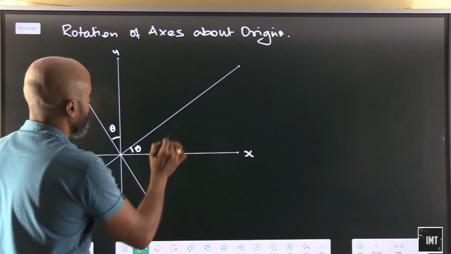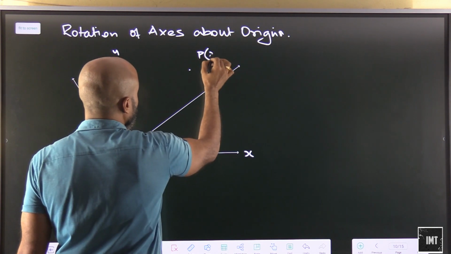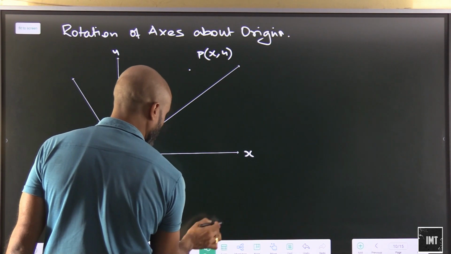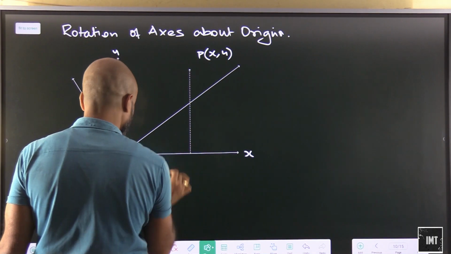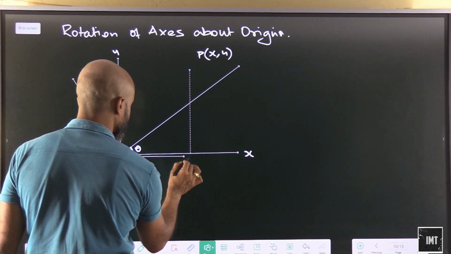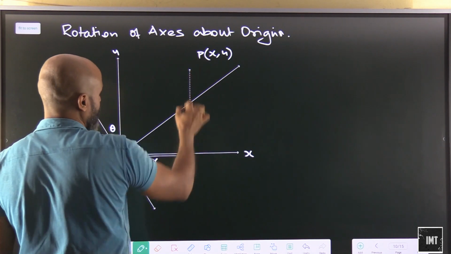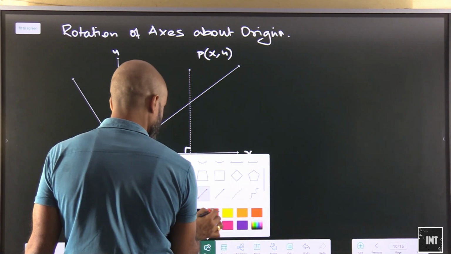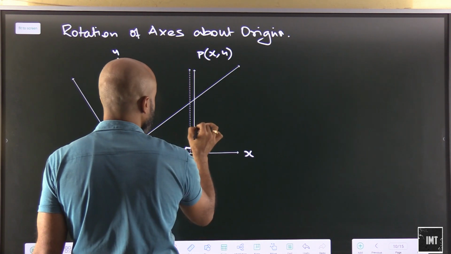Okay, so now let's say we have a point P here, and its original coordinates are small x and y. So if I happen to basically drop a perpendicular from P, this distance is going to be how much? This distance obviously will be x. Okay, and if I happen to draw a perpendicular from here, this will be x. And what is this distance going to be? This distance is going to be small y, obviously, small y.